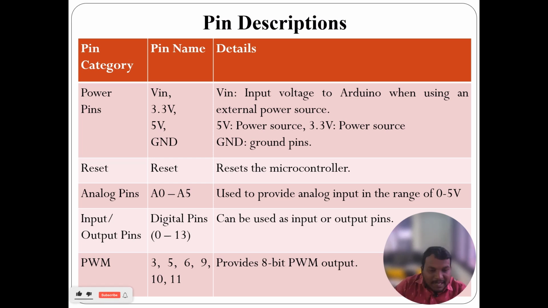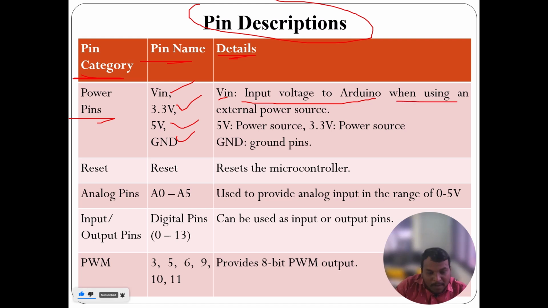So we'll see the pin description of the Arduino Uno. First pin category, pin number, and what is the use of that pin. First category is power pins. The power pins are Vin, 3.3 volts, 5 volts and ground. So what is the use of the Vin pin? It gives the input voltage of Arduino when using an external power source. What is the use of the 5 volts pin? The 5 volts power source, the 3.3 volts power source pins, and the ground pin is a ground pin.